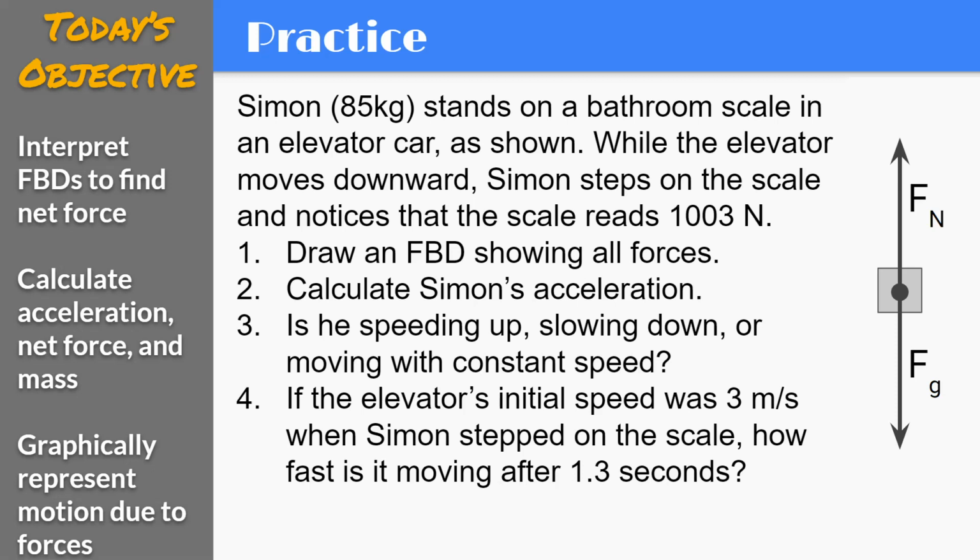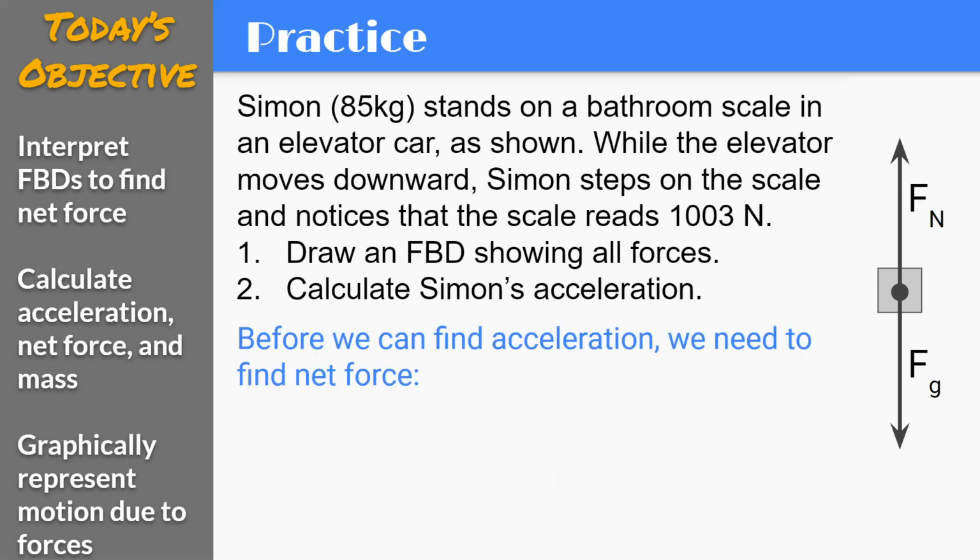Step 2 is calculate Simon's acceleration. But before we can find acceleration, we have to first find net force. Okay, so I've got 2 forces up here, Fn and Fg, and the question actually gives me one of them because it says the scale reads 1,003 newtons. As a reminder, a scale reads normal force. So that 1,003 newtons is the normal force.